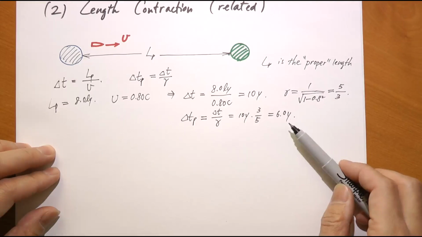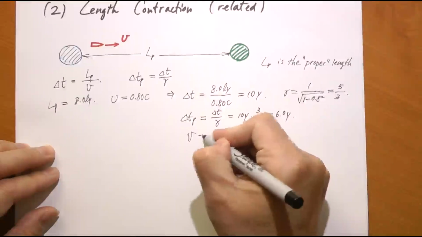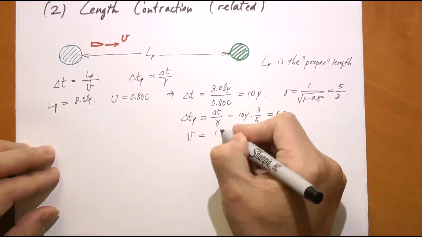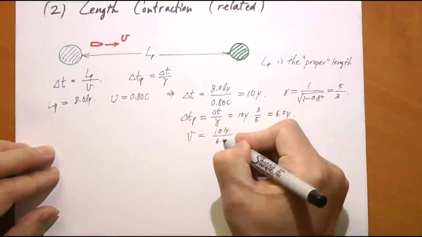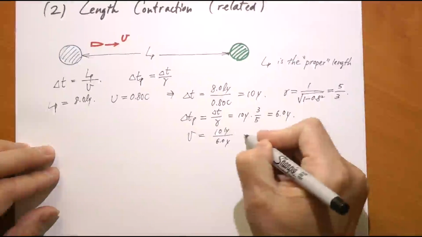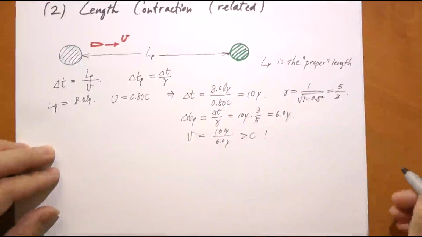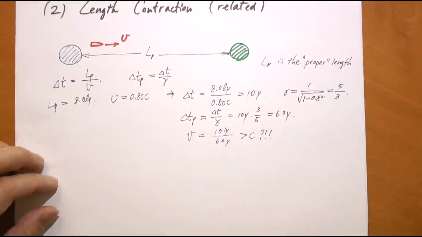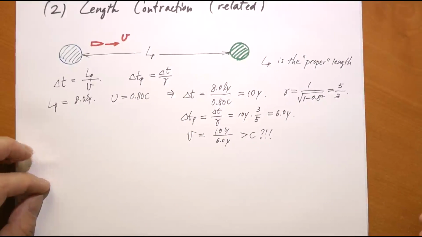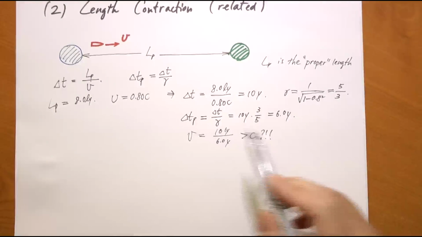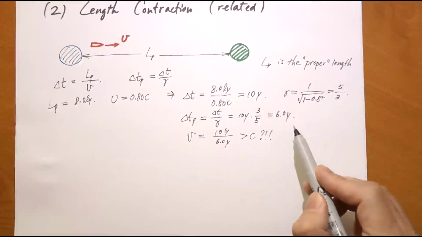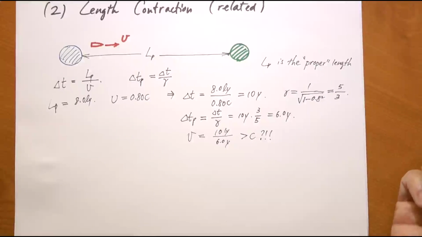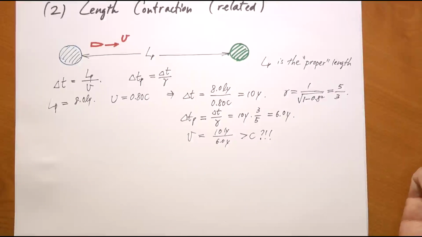Whoops, we have a problem, don't we? Because v would be equal to 10 light years over 6 years, and it's greater than c. How is that possible? Something is wrong. So what is wrong? Well, clearly, that delta Tp being 6 years is true because that's time dilation we just learned before. And so what is the hole in the argument?